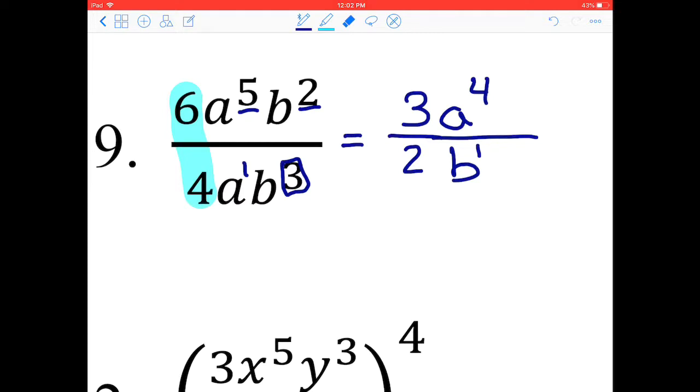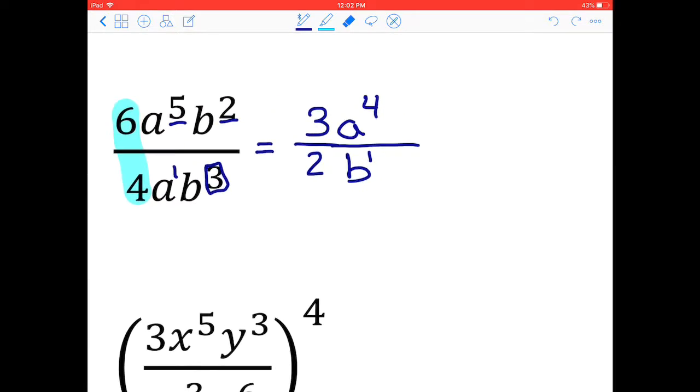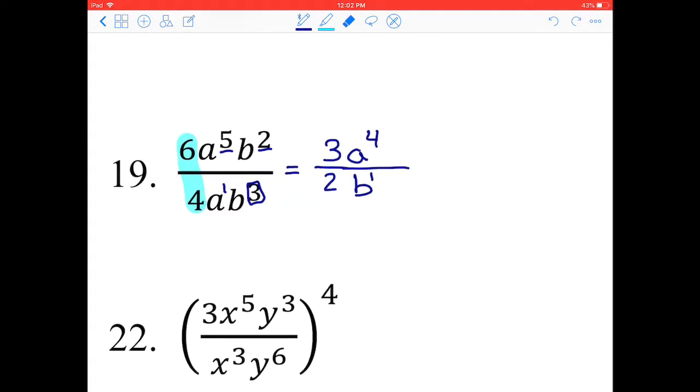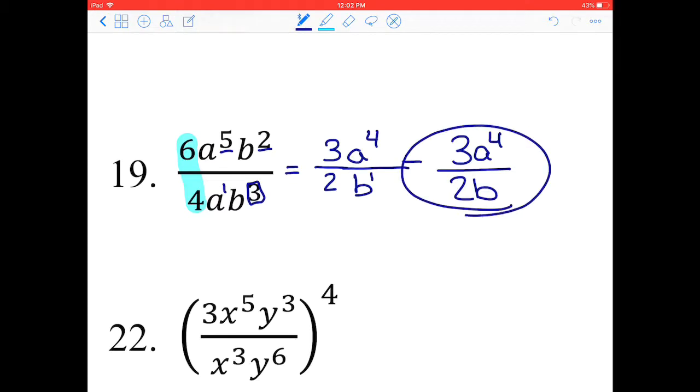I don't like the way that b looked. What's wrong? Well, be careful. All right, so I'm going to make this just look a little prettier. So 3a to the 4th divided by 2b. There you go. Okay.